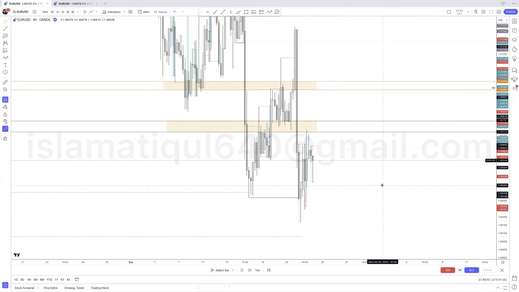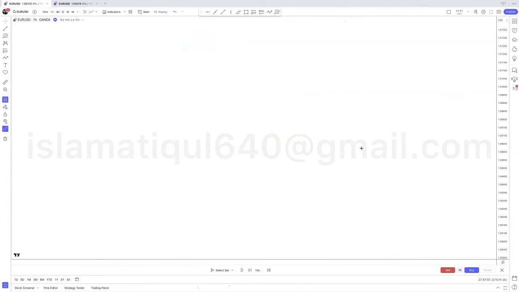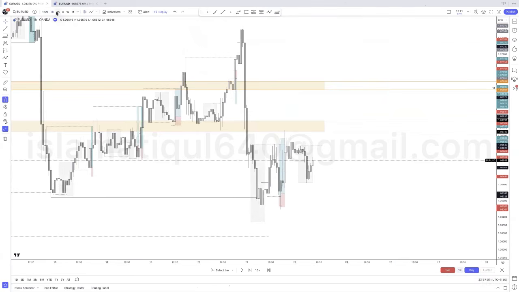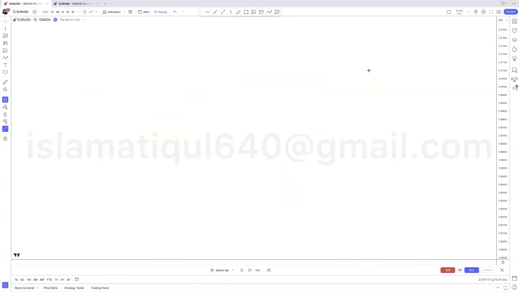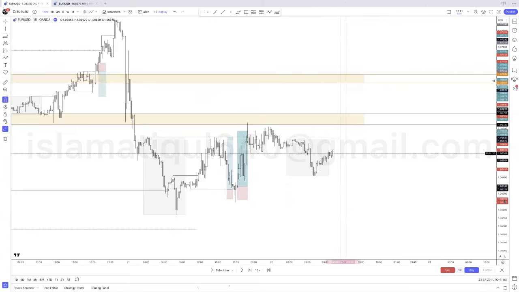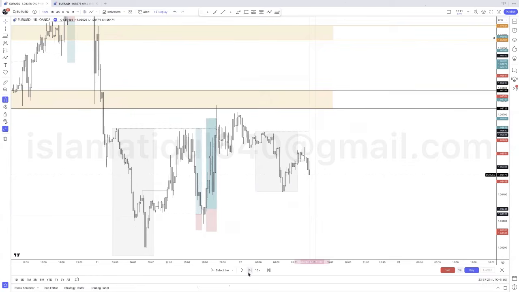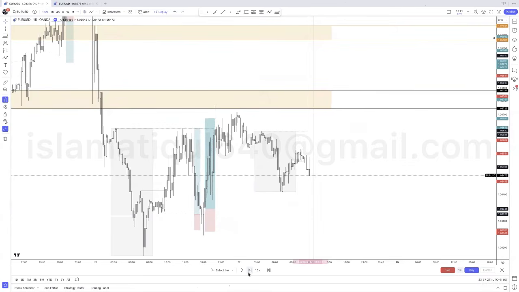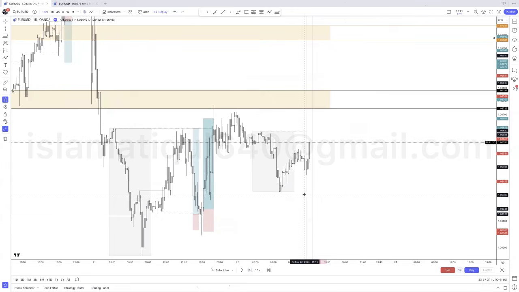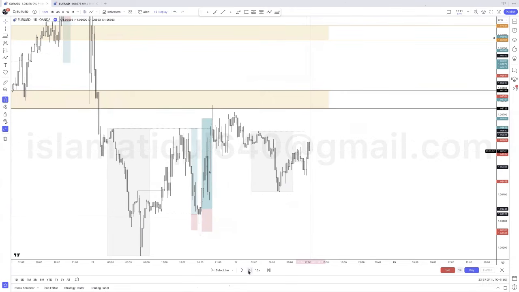What's happening here? I think we might see a sweep of the Asian high and then a good drop, because the market is bearish. Yeah, not very sure. So let's wait for the time and then take the trade. I'm not very sure what to do here. Asia will be taken out. Nothing yet. Moving up. London is about to open. Nothing yet.